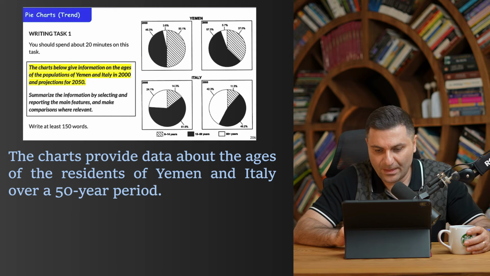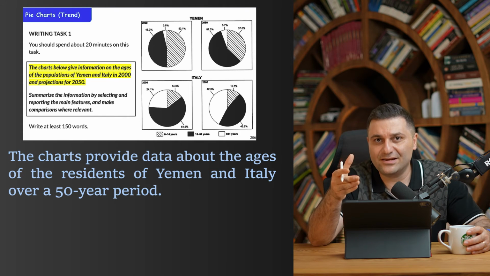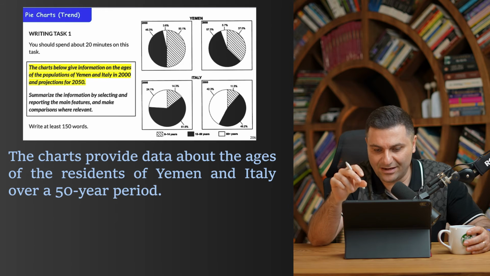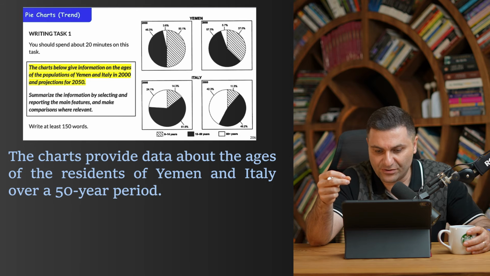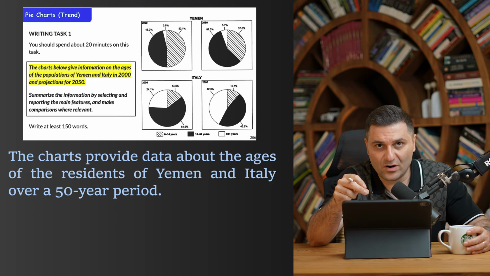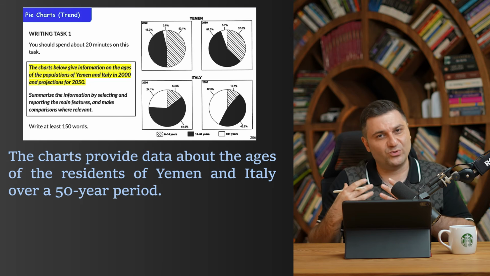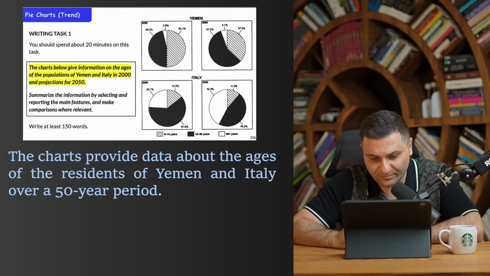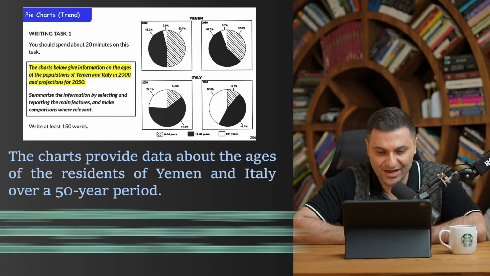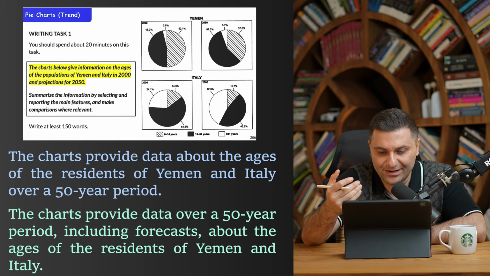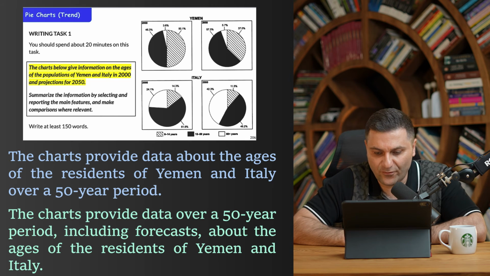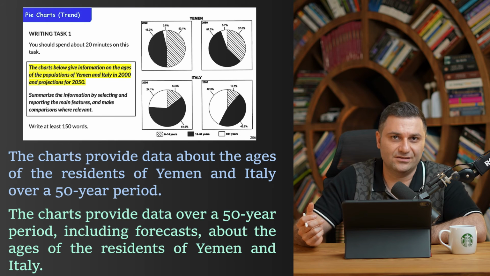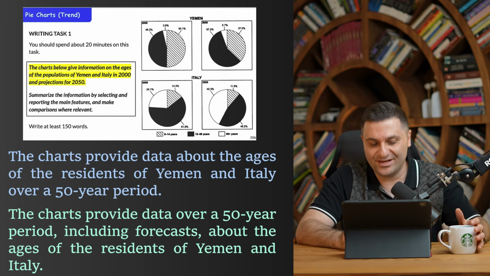50-year period. Now, what I'm going to do here in writing the opening sentence is that I'm going to change word order. I'm going to put over a 50-year period after data. All right. So in this case, our sentence will not be the same as the question. So the opening sentence is like this. The charts provide data over a 50-year period, including forecasts about the ages of the residents of Yemen and Italy. This is a great opening sentence.